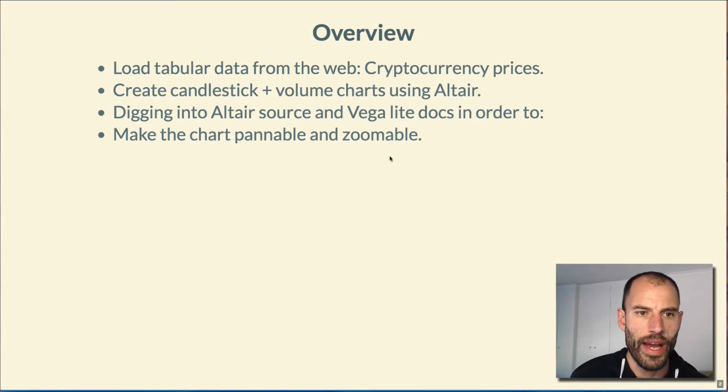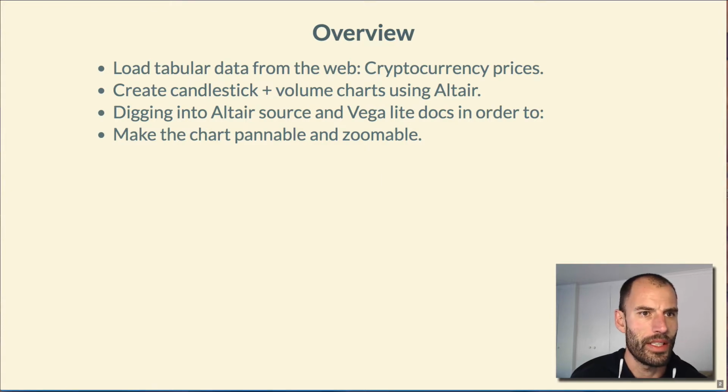So we'll first grab some tabular data from the web. This is a pretty useful function, and there are at least two easy ways of doing this and getting it into Pandas, into your data science pipeline. We will then create the commonly used candlestick plus volume charts using Altair and get very depressed. And then finally we'll dig into the Altair source code and also into the Vega Lite docs in order to figure out how to make our composite chart panable and zoomable.